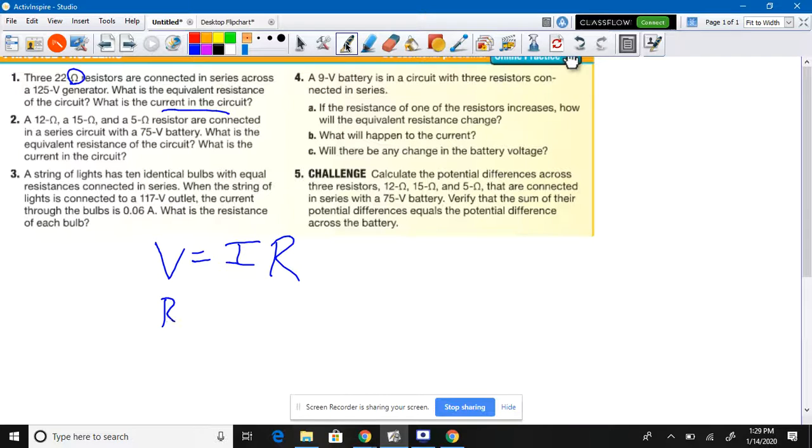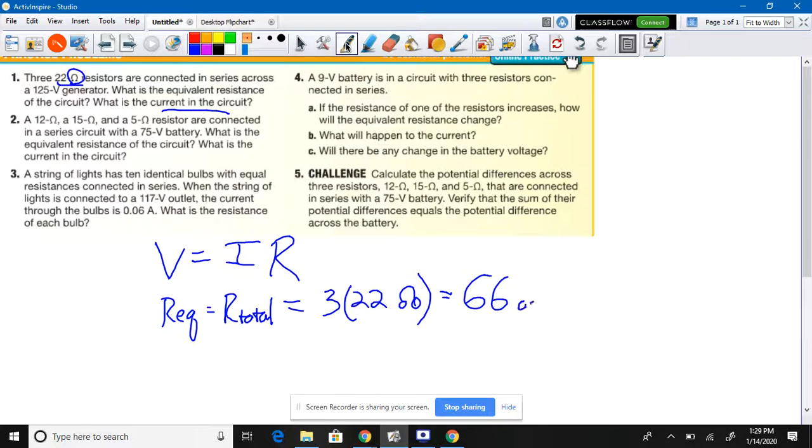Okay, how do we get an equivalent? Our equivalent is the same thing as saying R total. How do you do that in a series circuit? Just add them up. So you have three 22 ohm resistors. So it's 22 plus 22 plus 22, or 3 times 22 ohms. The headphone thingies, once again, are ohms. So it is 66 ohms. That is the total amount of resistance in the whole entire thing.